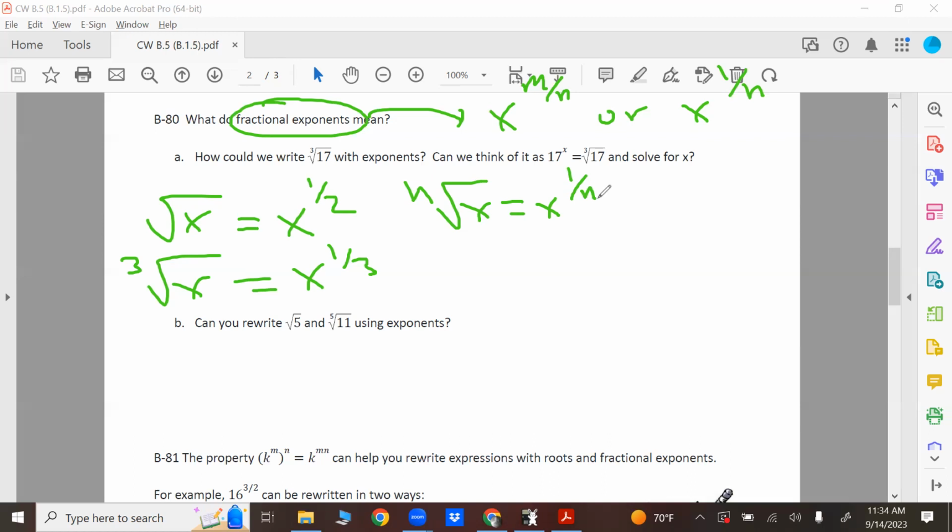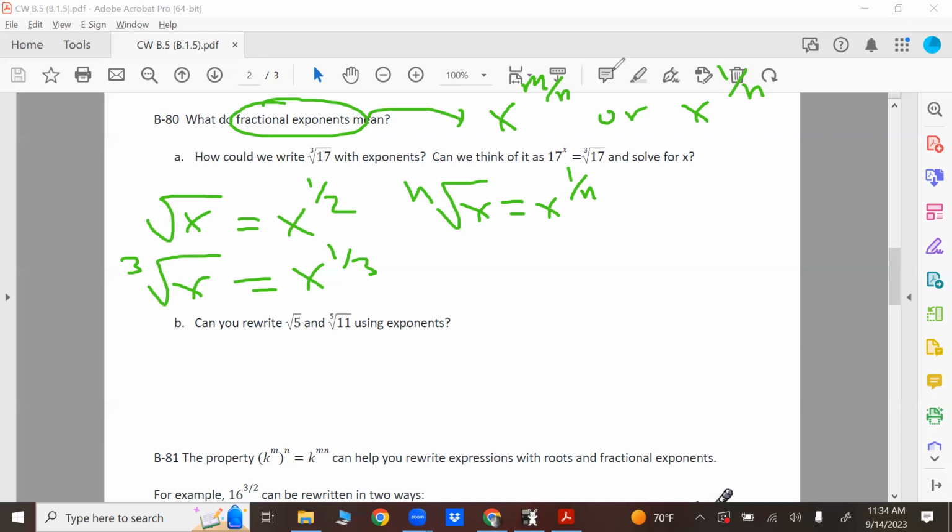Same thing if I have root 25 plus root 16. Can I just combine these into root 41? No, because you take root 25 first and root 16 first before you add them, right? So it's like an exponent. Radicals are exponents.